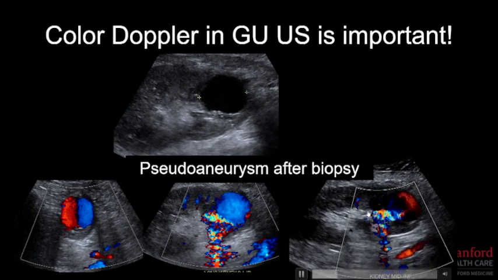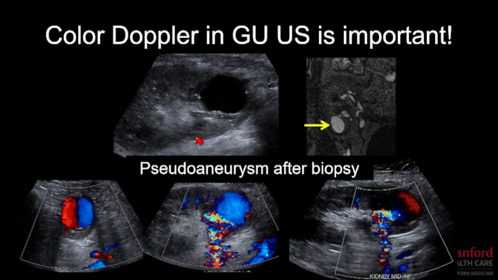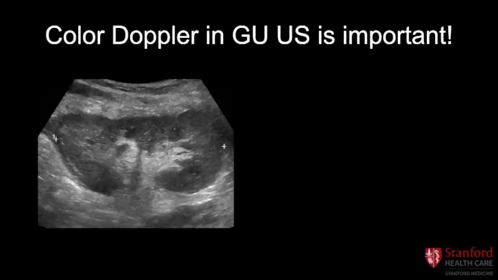Here's a movie showing that aliasing and then that flow going into and out of this large pseudoaneurysm. We did an MRI, which confirmed that this is a pseudoaneurysm, and then this patient was able to be successfully treated with coil embolization. So color Doppler saved the day.